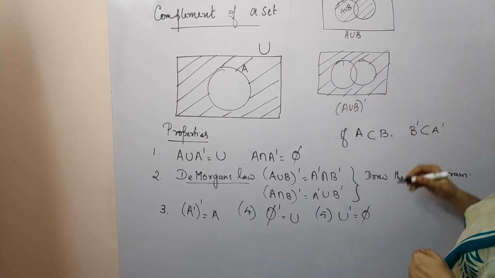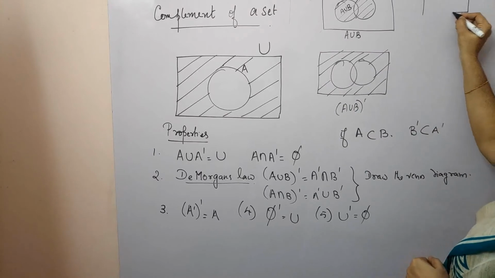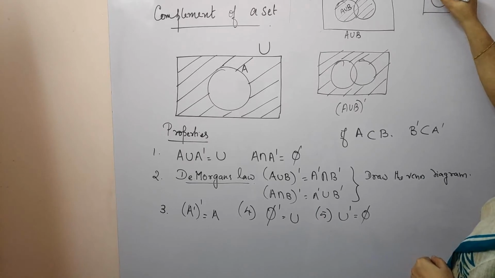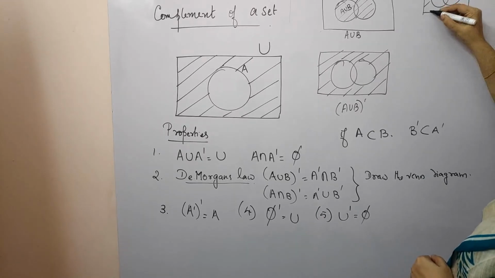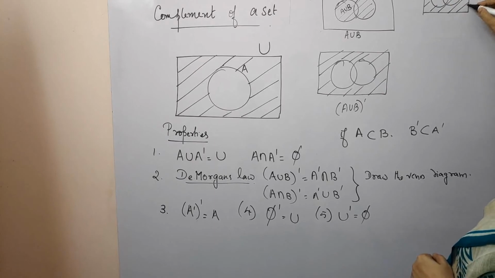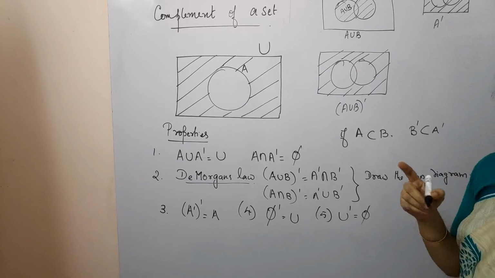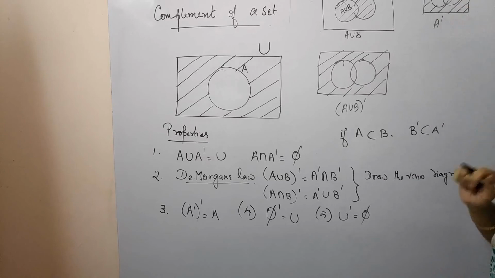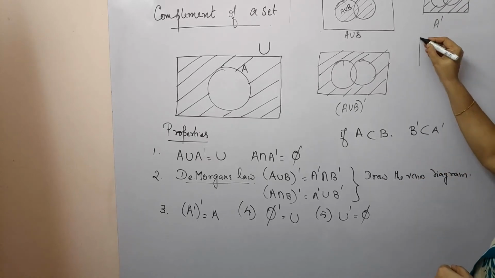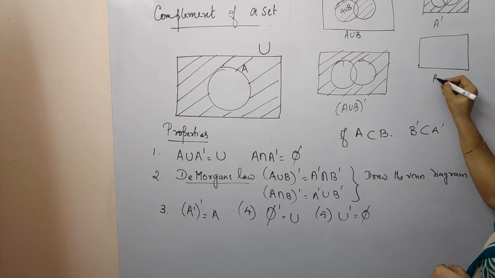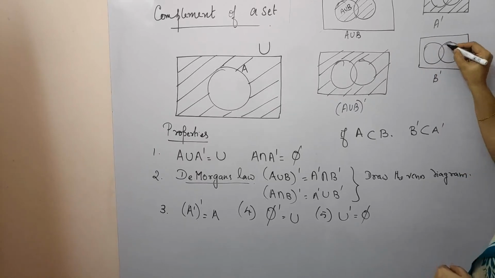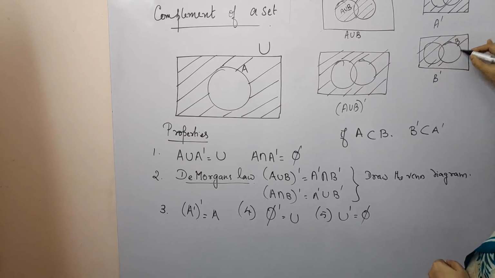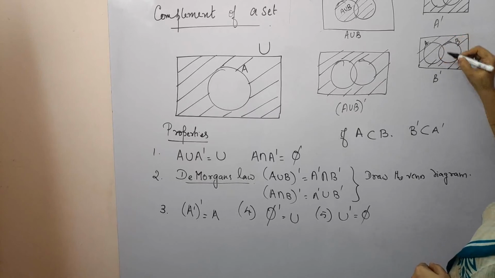Am I clear? Now, what is A complement? This is A, this is B. Other than A, I have the rest. This is A complement. Okay. Now, what is B complement? B complement means other than B. This is completely B. Other than B, the rest. This is A, this is B, this is B complement.